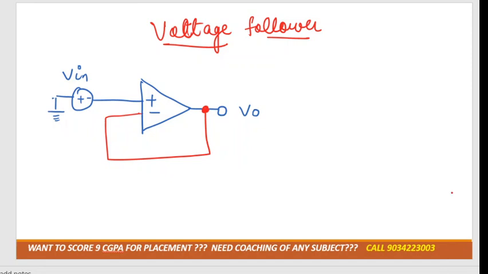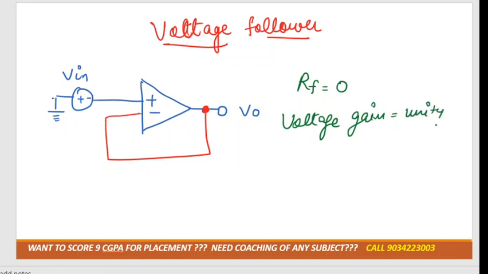Okay, next we'll study the voltage follower. As you can see, this is a special case of the non-inverting amplifier. In this, there is no feedback resistance, meaning RF is equal to 0. If there is no feedback resistance, then in that case, what is the voltage gain? Unity, right? So if the voltage gain is unity, we can say that V naught is equal to V in.